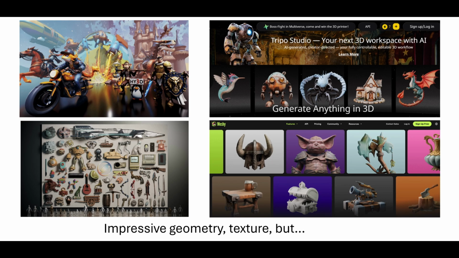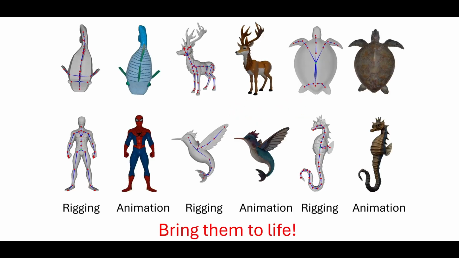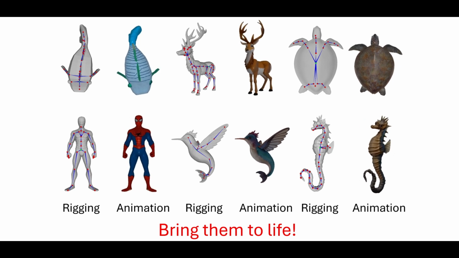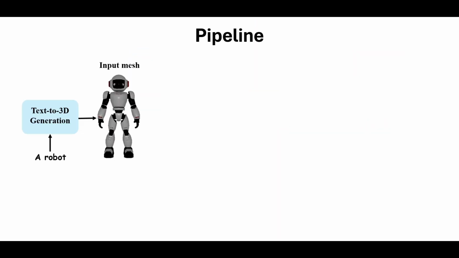Recently, 3D object generation has been advancing rapidly. Platforms like Clay, Tripo, Hunyuan 3D, Meshy, and others can generate impressive geometry and textures. But these objects remain static. So what's next? How can we build upon this progress? We believe the next step is bringing these 3D objects to life. We can achieve this through rigging and animation.